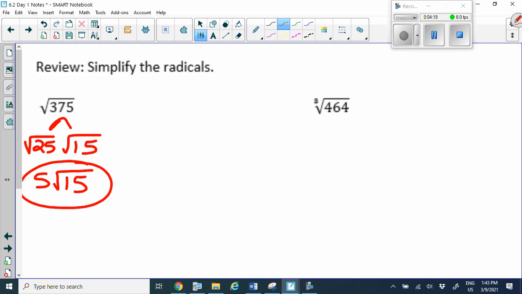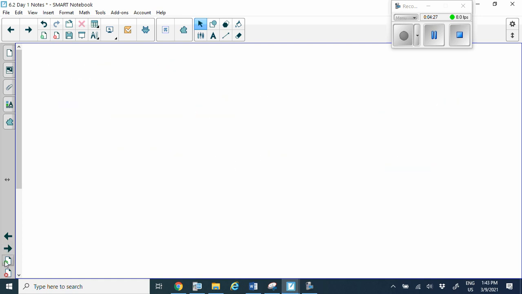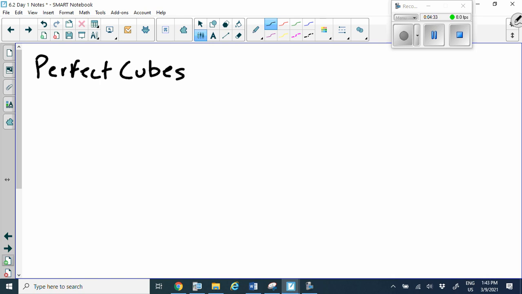Okay, we're going to do the same thing with the cube root of 464. So here, let's talk about our perfect cubes, because we haven't really talked about these too much. Once again, you might be wondering, if I don't want to memorize the list, what do I do? Well, in your calculator, all you do is take a number and cube it, or take it to the third power.